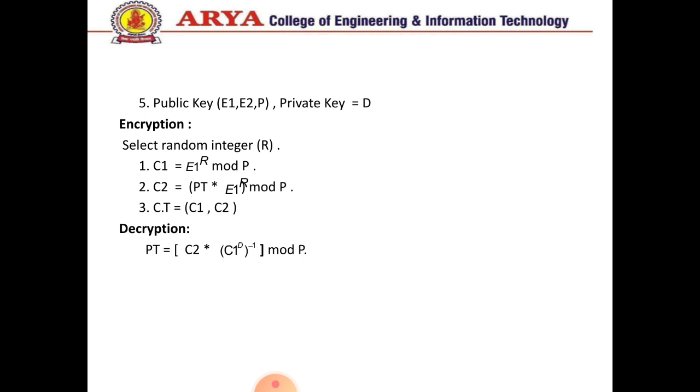Now for performing the decryption, to achieve the plain text from the ciphertext, we perform the computation C2 into C1 power D, whole power minus 1 mod P.